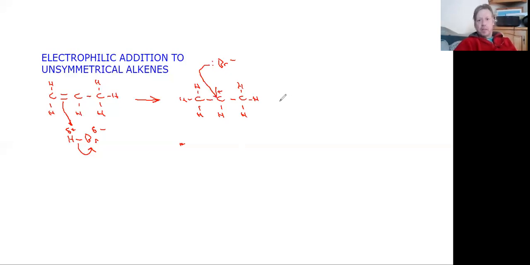Okay, and then the product's going to be, forget the bonds now because we've done the mechanism, so it's going to be CH3CHBrCH3. And this is called 2-bromopropane. And that is actually the major product. And well, I'll explain why this is the major product shortly. So the major product, and we need to know that because we need to know what we're making here.